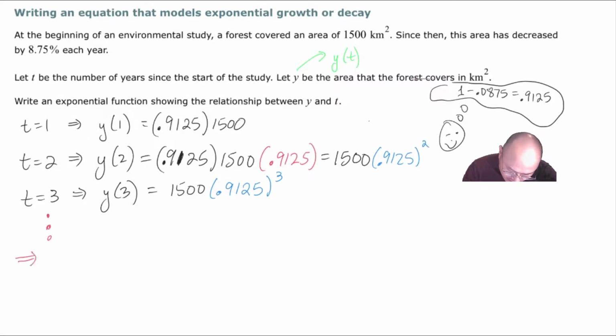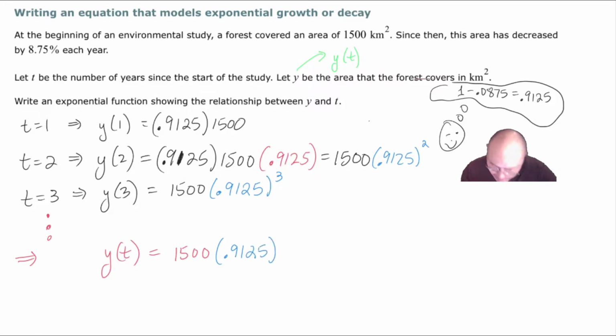And let's get to our Y of T function. Our Y of T function must be what? We must have the initial amount of the forest, which is 1,500 square kilometers, and then we'll simply multiply that by some portion depending on the number of years that elapse. So in this case, we would just put T as an exponent.